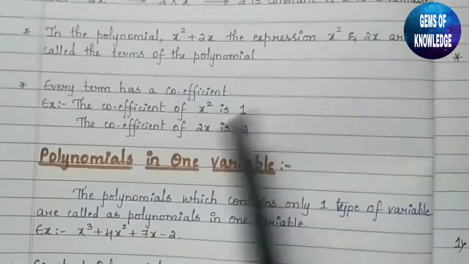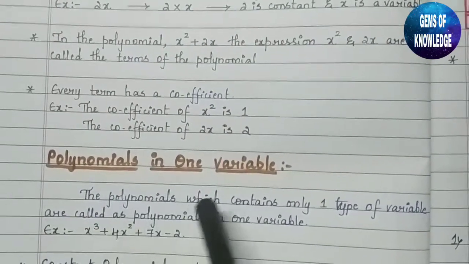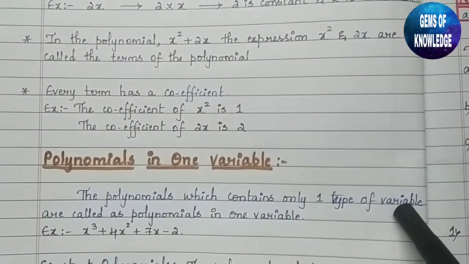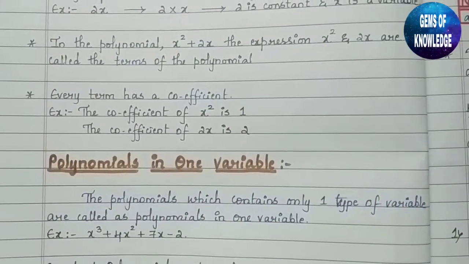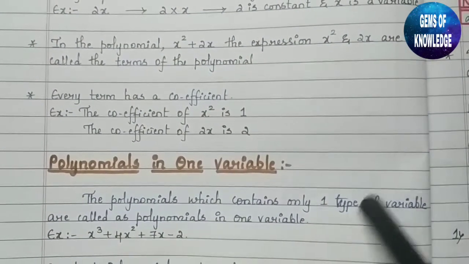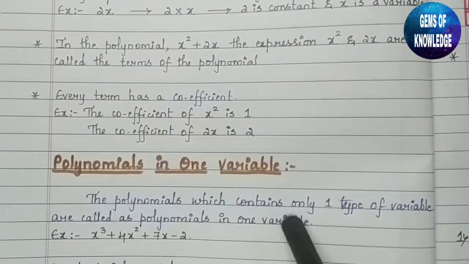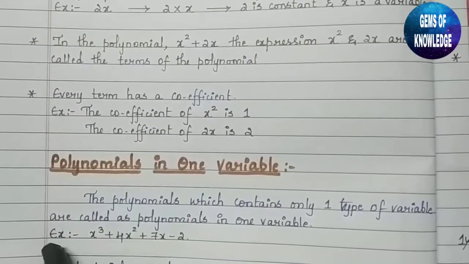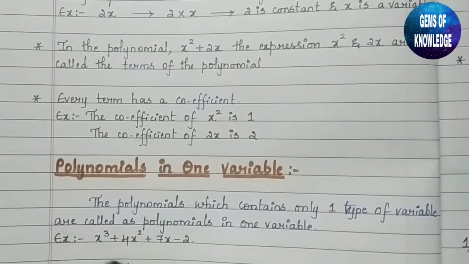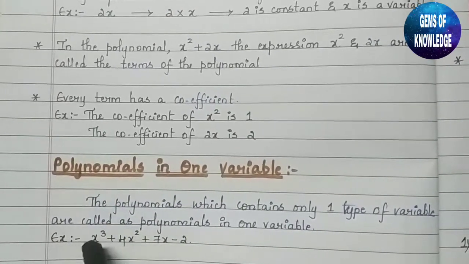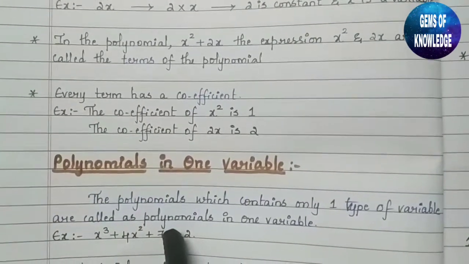Okay, next we need to know what are polynomials in one variable. The polynomials which contain only one type of variable are called polynomials in one variable. So the polynomials which contain only one type of alphabet, variable here in the sense of alphabet. Those types of polynomials are called polynomials in one variable. So an example is given here, x cube plus 4x square plus 7x minus 2. This is an example of a polynomial in one variable because here all the variables are x itself. No other variable is given here.